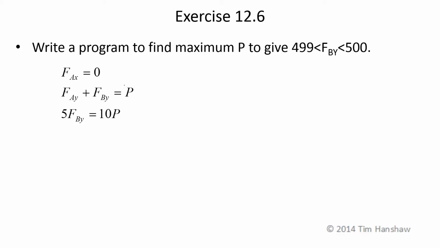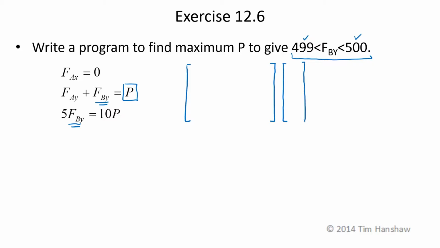In this problem, we want to find a value of p that gives me a value of fby here and here, which is between 499 and 500 pounds. Now I can solve this system of equations using Matlab by putting them in matrix form. I have 3 equations and 3 unknowns, so I'm going to have a 3 by 3 matrix, a vector of unknowns, and then a 3-element column vector of constants on the right-hand side of the equal sign.